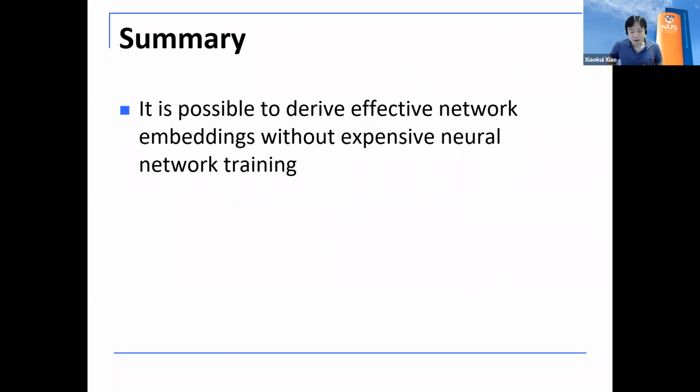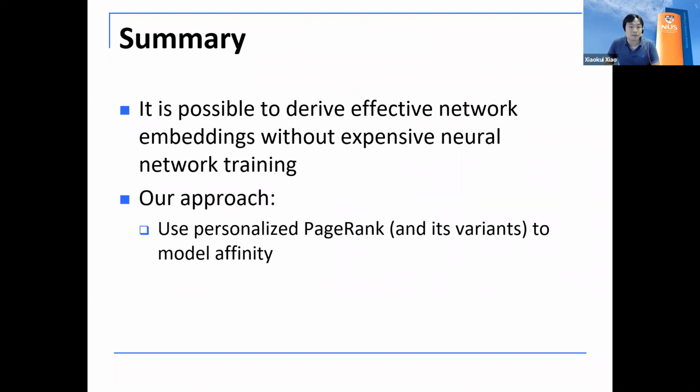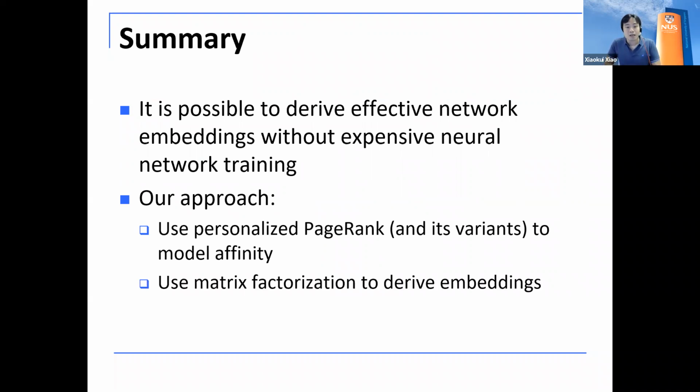So in summary, our work demonstrates that it is possible to derive effective network embeddings without expensive neural network training. And the way that we did it is to use personalized PageRank or its variants to model the affinity between nodes or between a node and an attribute. And we use matrix factorization to derive embeddings while avoiding the usage of neural networks.